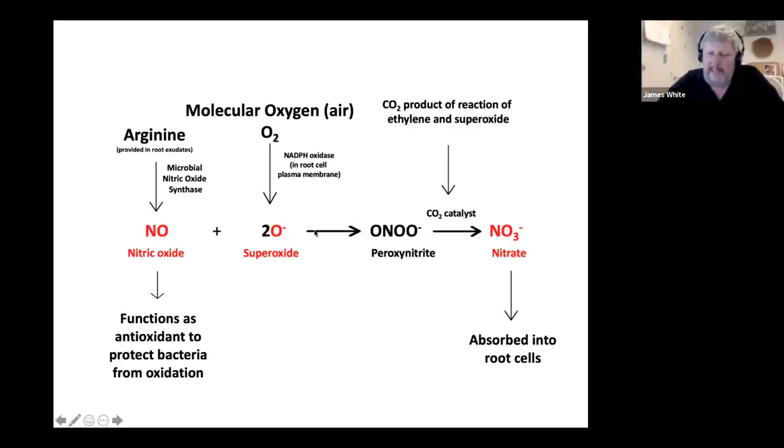And in this reaction, the microbe is essentially providing nitrogen to the plant in order to protect itself from that superoxide. At least that's how we hypothesize this. And we can measure all of these components in plants.